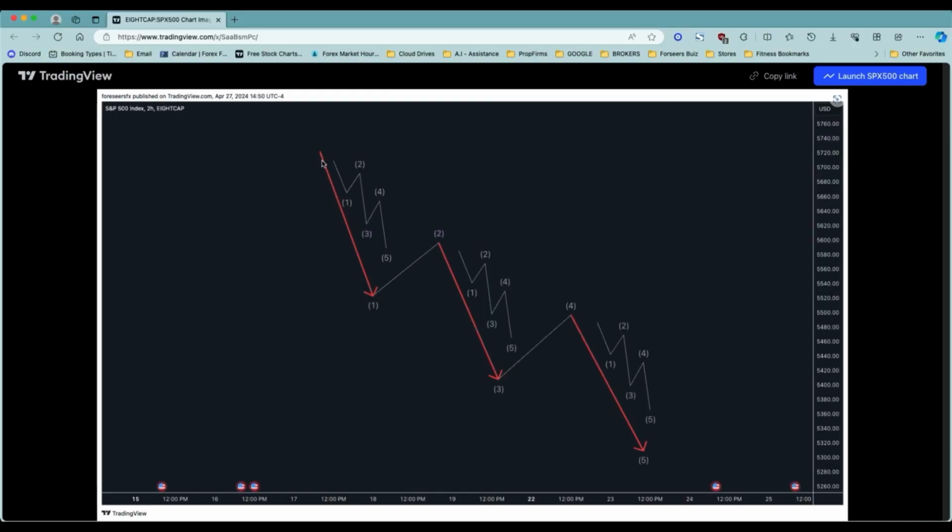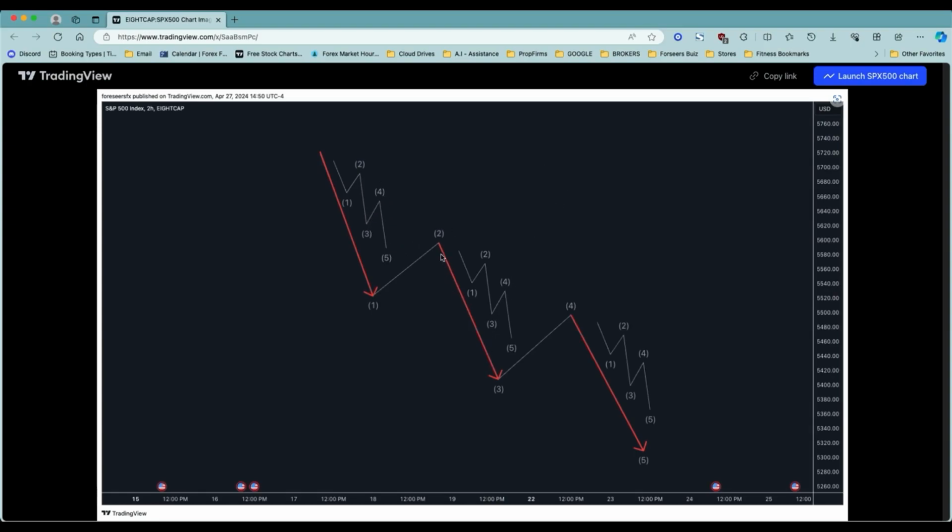So as you can see, we are only looking at the impulsive legs themselves. So we've got impulsive 1. Inside of this impulsive leg, you have some more impulsive and corrective waves. Right here you have 1, 2, 3, 4, and 5. Again, we're specifically focusing on the impulsive legs themselves. So you have one impulsive leg, another one right here, and then another one right here. So impulsive leg 1, impulsive leg 3, and impulsive leg 5.